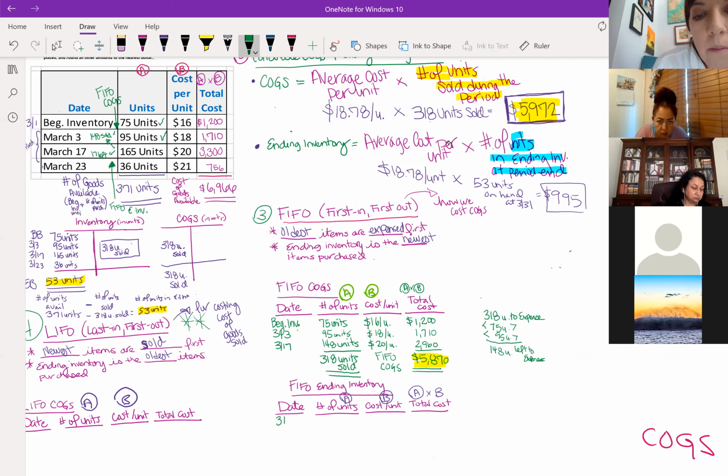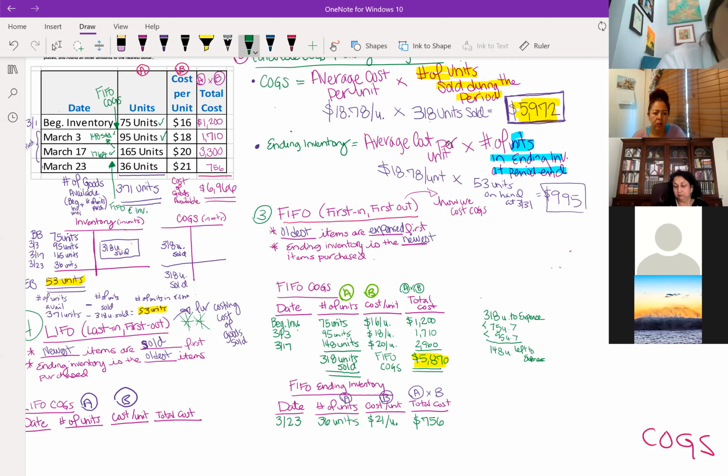So March 23rd is the first layer we're going to include. And do they have at least 36 units in ending inventory? Yes. So that entire layer is included at a cost of $21 per unit, the highest cost basis the company has for those units. So 756 is included in ending inventory. It's included as an asset still.